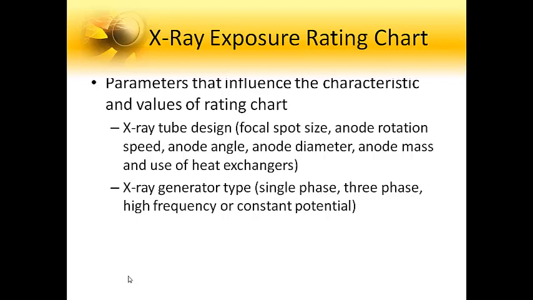The capacity of the focal spot track is generally specified by the manufacturer in the form of a graph or tube rating. The parameters that influence the characteristics and the values of the rating chart are, first, the X-ray tube design, such as the focal spot size, the anode rotation speed, and the anode angle, and the second parameter is the X-ray generator type. It's either a single phase, 3-phase, or high frequency generator.